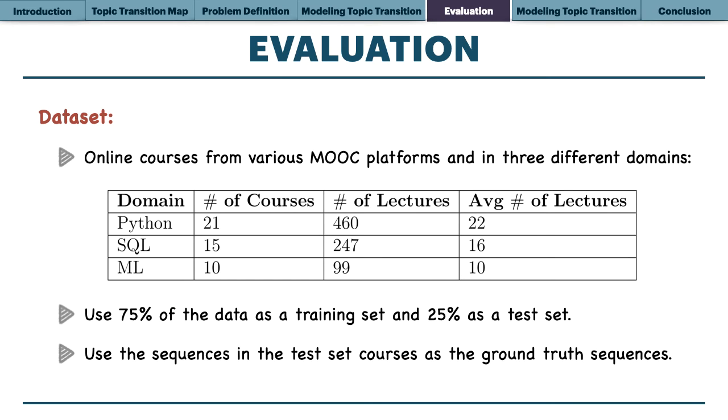We collected our dataset from real online courses using different MOOC platforms and in 3 different domains: Python, structured query language, and machine learning clustering algorithms. And the table here presents the statistics of the dataset. In this work, we use 75% of the dataset as a training set and 25% as test set, as we assume the sequence of lectures in the test set as the ground truth sequence.